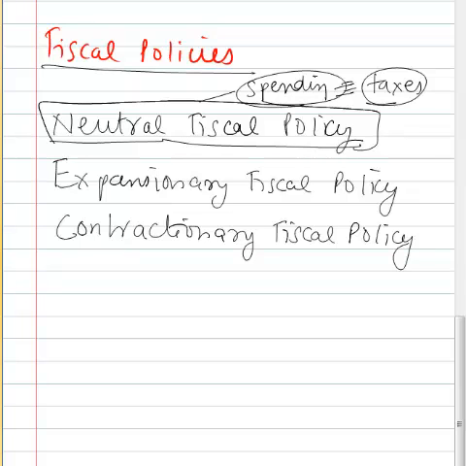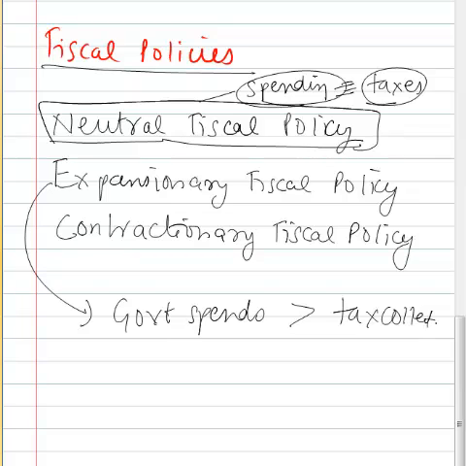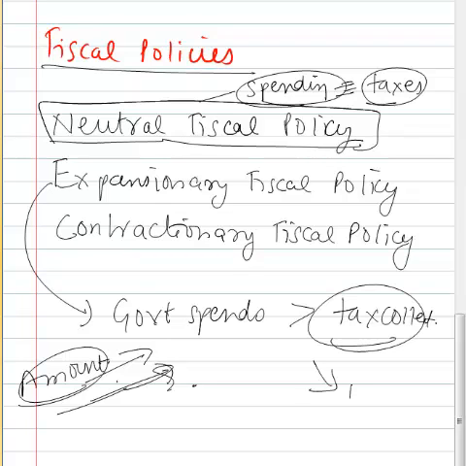Now the second one is the expansionary fiscal policy. In an expansionary fiscal policy, as the name suggests, the government spending is more than the tax revenue. So the government spends more; spending is greater than the tax collected. In this case, the government has to add some amount from its own surplus savings, or it can borrow money from somewhere and add it to the tax collected, and then spend on the people, like giving subsidies and all. So in this case we can say the government's economic policy is expansionary fiscal policy. And now the third one is the contractionary fiscal policy.